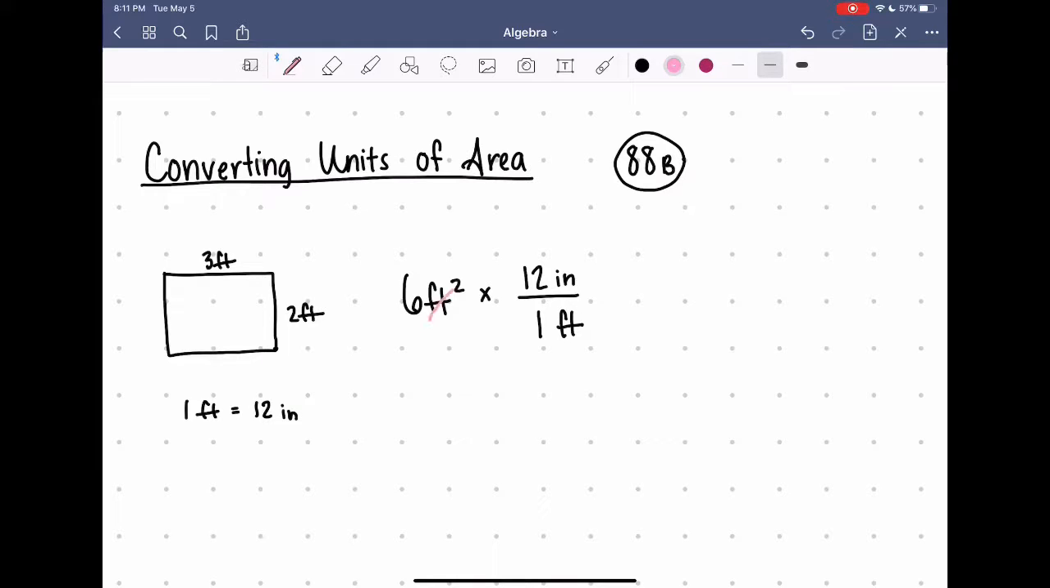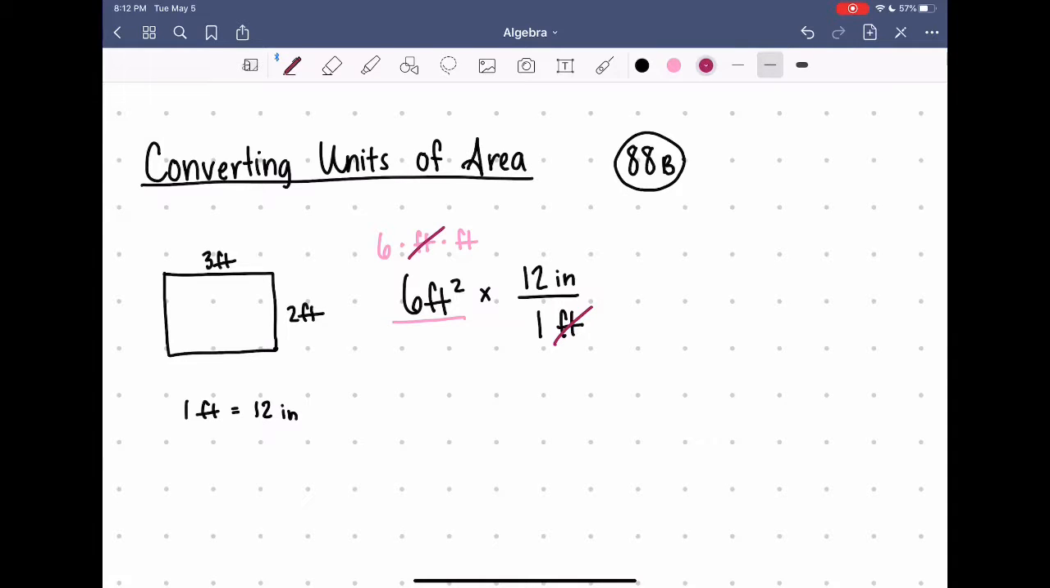But I have a problem here. I'm really only getting rid of the feet once. And let me show you why. This right here, 6 feet squared, can be rewritten as 6 times feet times feet. So I really have 3 things happening here. I have a 6 times a unit of feet times another unit of feet. So when I multiply it by this ratio, I'm really only getting rid of 1 of the feet.